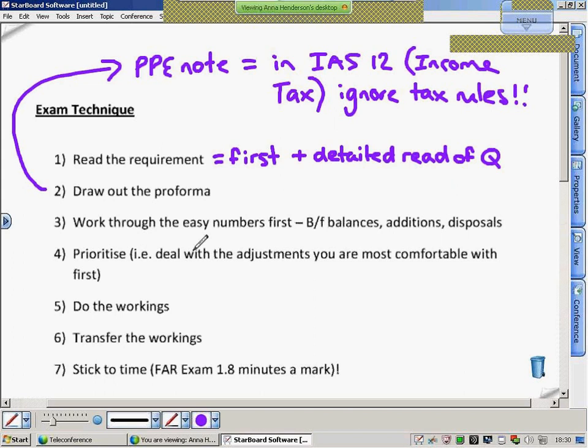I'm going to work through the easy numbers first, and this is where the detailed read has prepared you to do that. So I know where the brought forward balances are in the question, we know where the additions are in the question, and we know where the disposals are in the question. Essentially, when you're doing this, you need to prioritise what you're doing. The exam is incredibly time pressured, and you will be, by the course, hopefully, but by the exam definitely, we will have hammered into you how important it is to stick to that 1.8 minutes a mark.